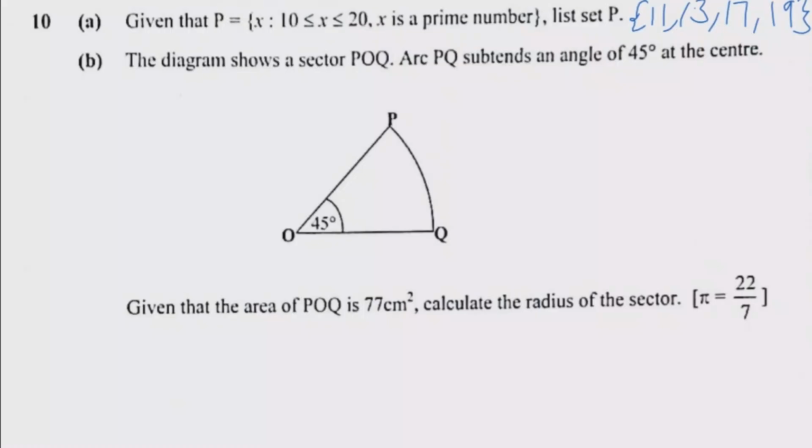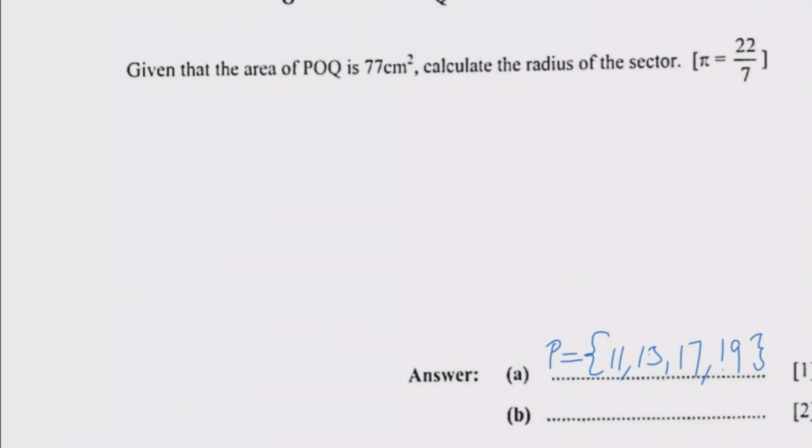To calculate the radius of the sector, we need to write the formula for finding the area. Area of the sector of a circle is equal to theta over 360 degrees times pi, times radius squared. Let me just write the formula like that.